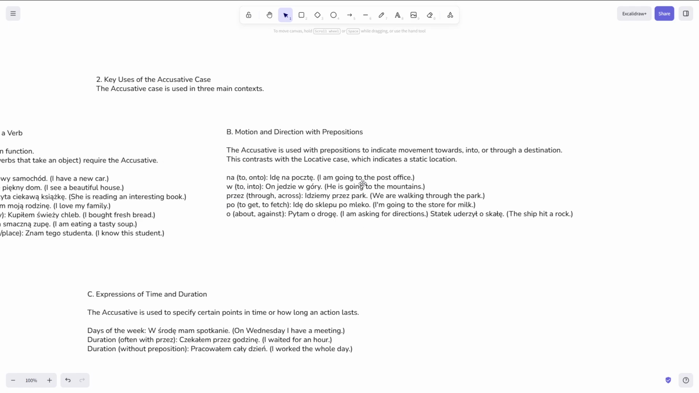So, I am going to the post office. Again, I am going in the direction of the post office, okay? We still do not use the dative, because we are not performing something for the post office. We are going to it. We are not doing something for it. We're just going in the direction. So that is the accusative, not the dative. Important. So, idę na pocztę, and pocztę is in accusative.